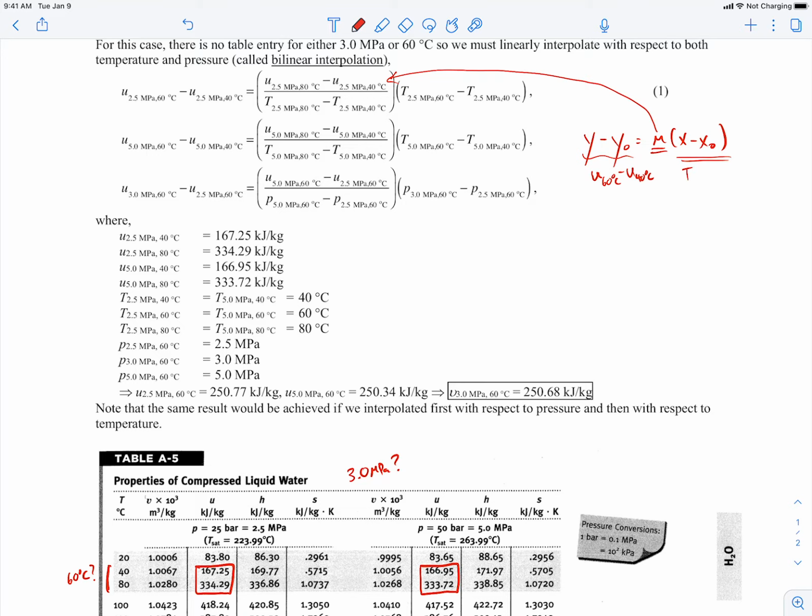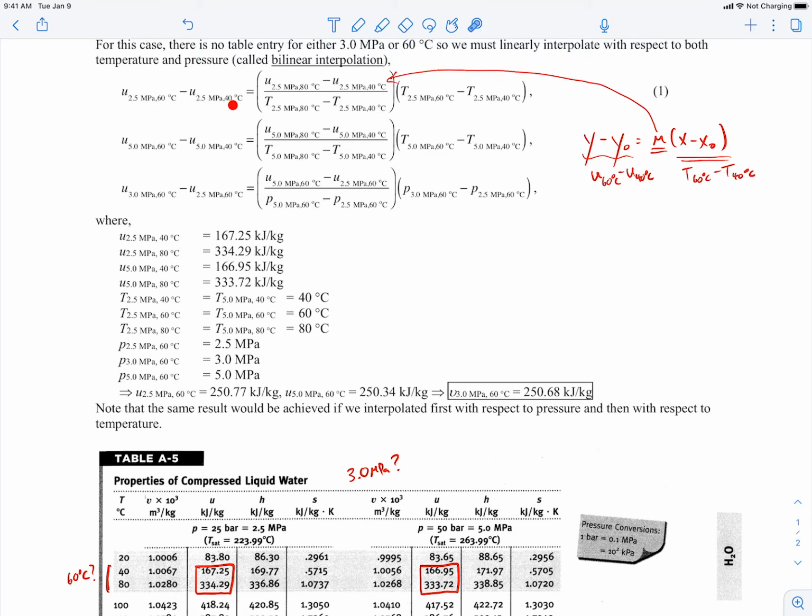So it'll be like the temperature at 60 degrees C minus the temperature at our lower bound, which is the 40 degrees C. So we're just using the equation of a line with these 2 points that straddle the 60 degree value to determine what the specific internal energy will be between those two. So that's how we end up with this equation.